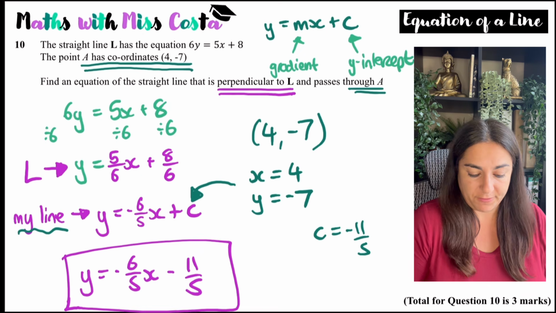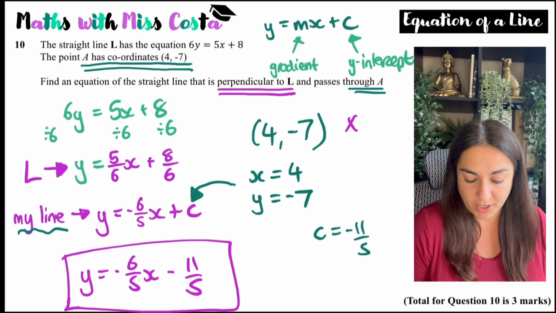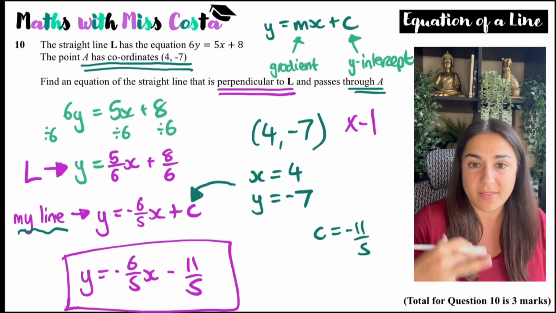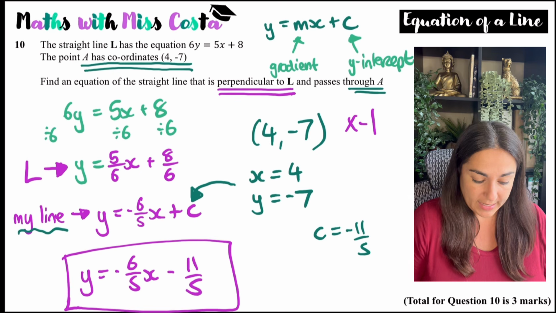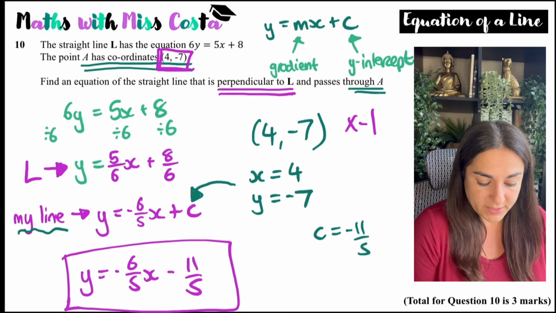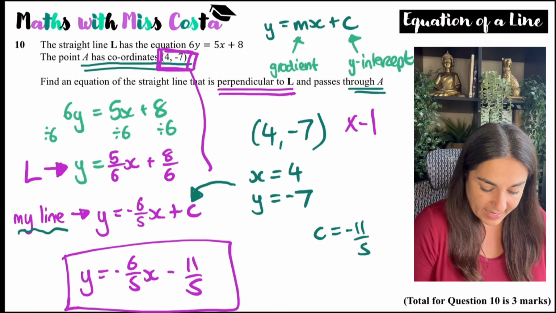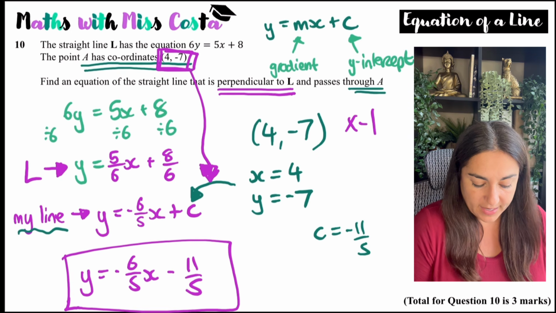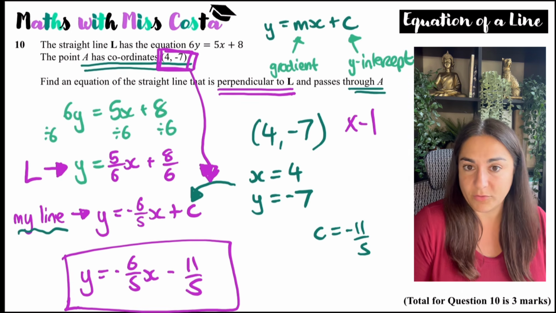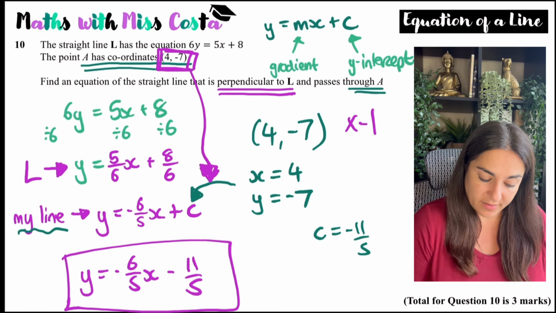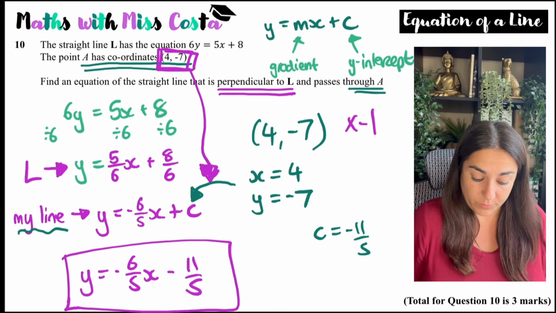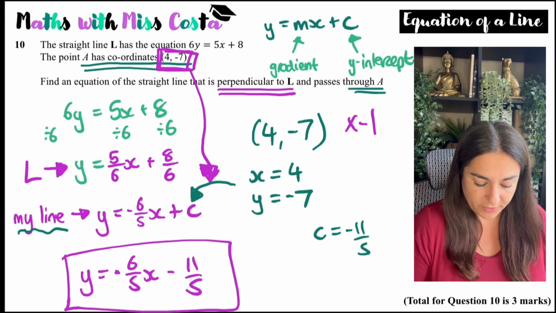And then if they're perpendicular lines, their gradients will multiply to make -1. If they're parallel, their gradients are going to be equal. And then if you're given any coordinate, you can substitute that into the equation of the line once you've found out what the gradient is, to figure out what the c value would be, and then you have your equation.